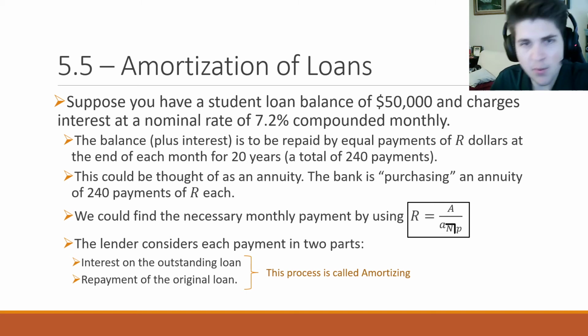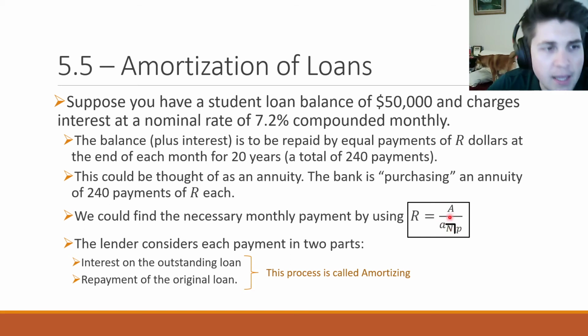Anyways, basically we could solve the necessary monthly payment amounts by using exactly the same formula to calculate the payment amount for an annuity with present value of A and parameters A, N, and P.